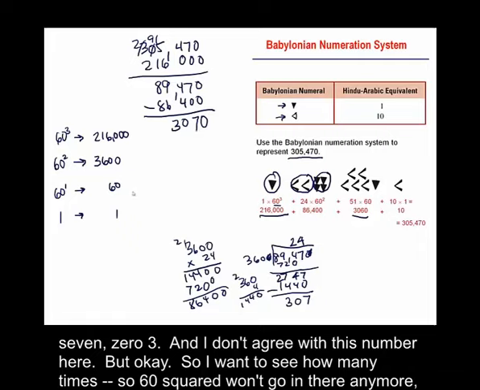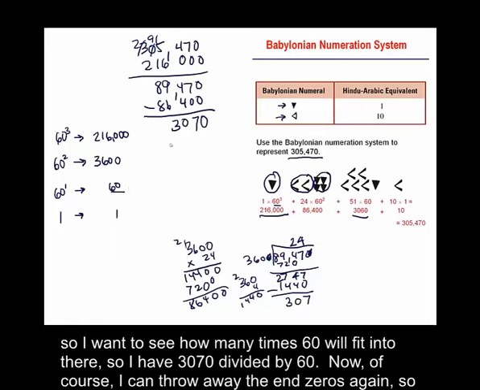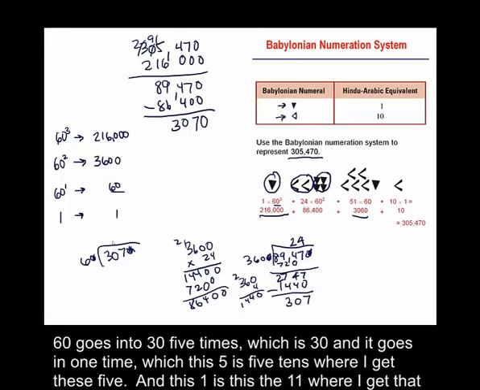So I want to see how many times, so 60 squared won't go in there anymore, so I want to see how many times 60 will fit into there. So I have 3070 divided by 60. Now, of course, I can throw away the end zeros again, so 60 goes into 30 5 times, which is 30, and it goes in 1 time, which this 5 is 5 tens, where I get these 5, and this 1 is just the 1 1, where I get that 1.